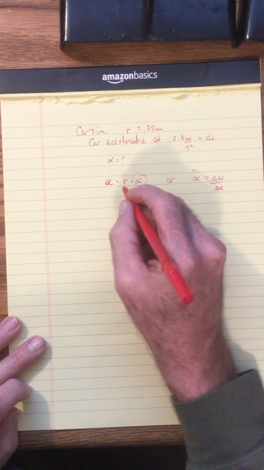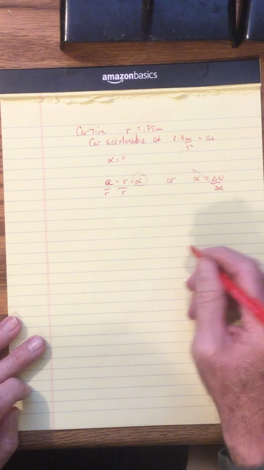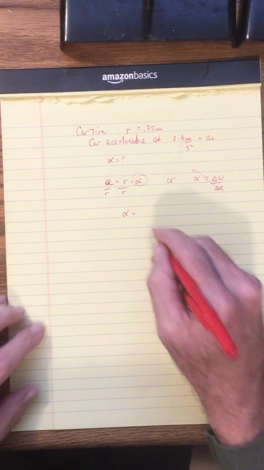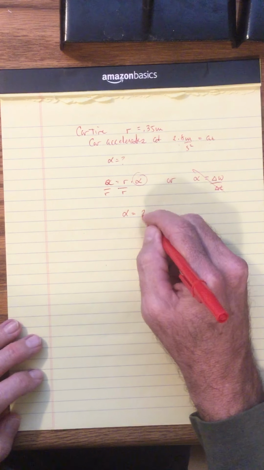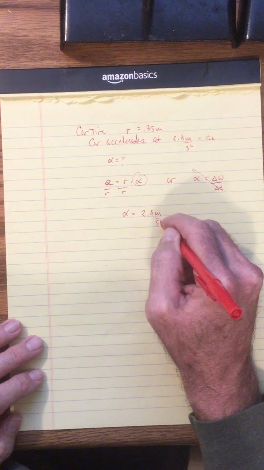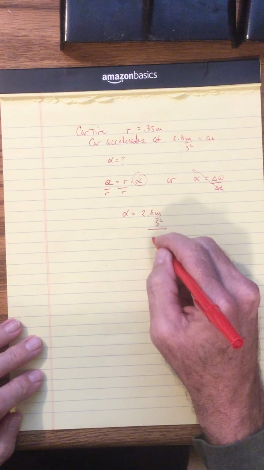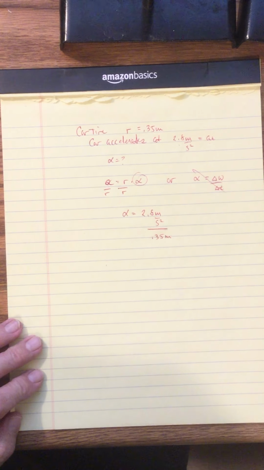So we're solving for alpha, so we're going to divide both sides by r. So my alpha will equal my tangential acceleration, which is 2.8 meters per second squared, all over the radius, which is 0.35 meters.